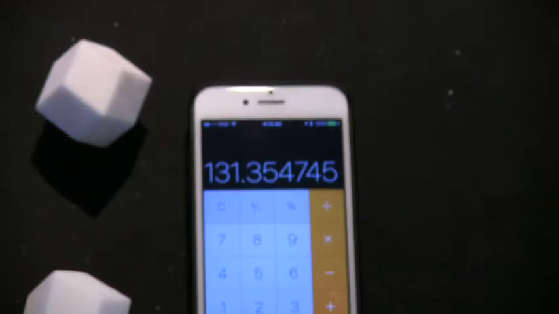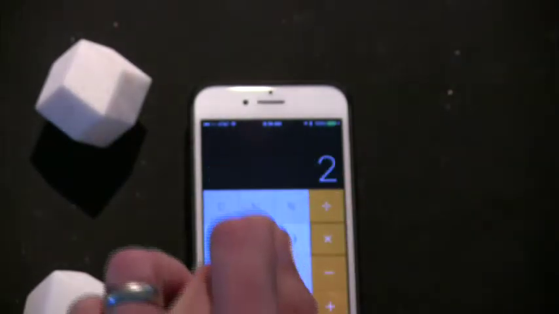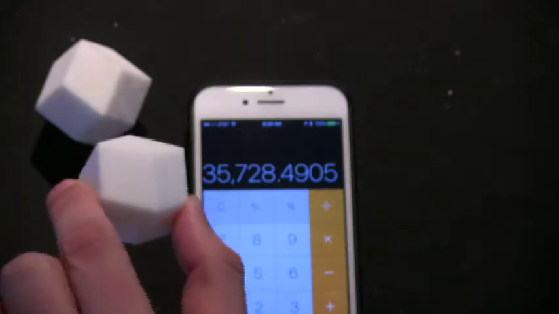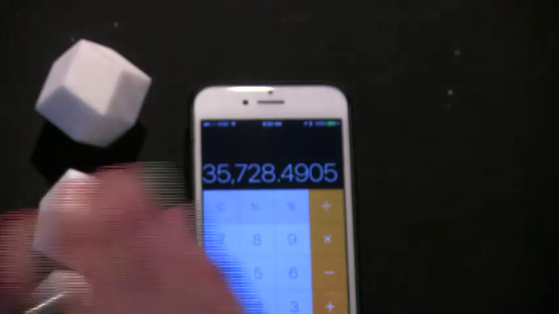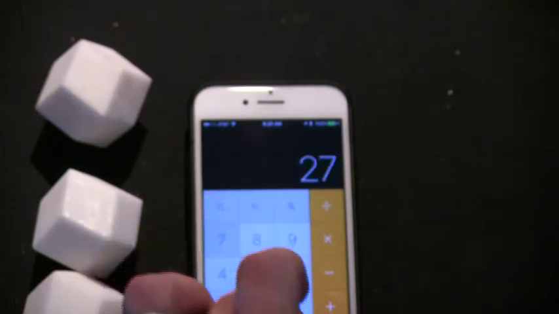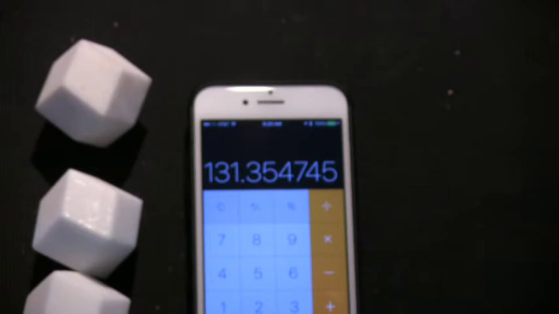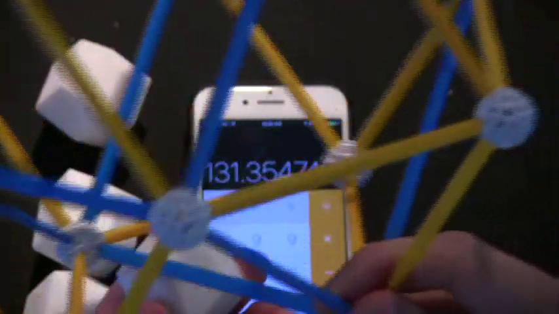Okay, so what do we do with our 131 now? We have to multiply it by 272. So there we go, 35,728. So let's call it close to 36,000 of these to fit inside a cubic meter. I guess that would make sense. And about 131 of these to fit inside here.